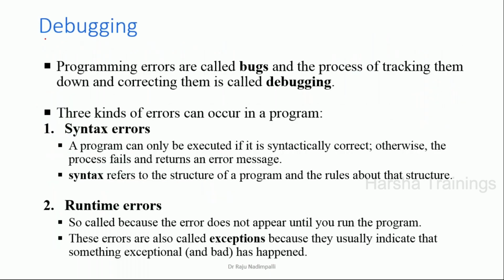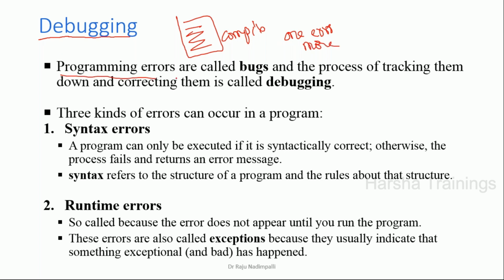Now we should also know debugging. Whatever programs I write, whenever I compile the program, I may get either one error or more errors. Programming errors are called bugs. The most important characteristic of a programmer or software engineer is finding the bugs. The process of tracking the bugs and correcting them is called debugging. It is the second most important quality.